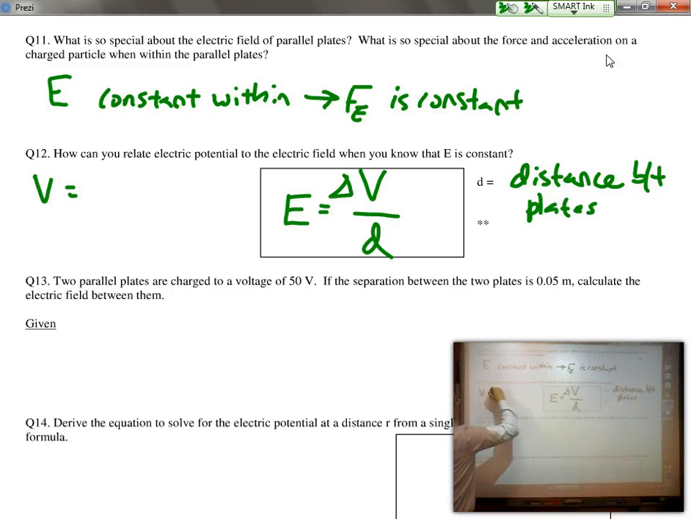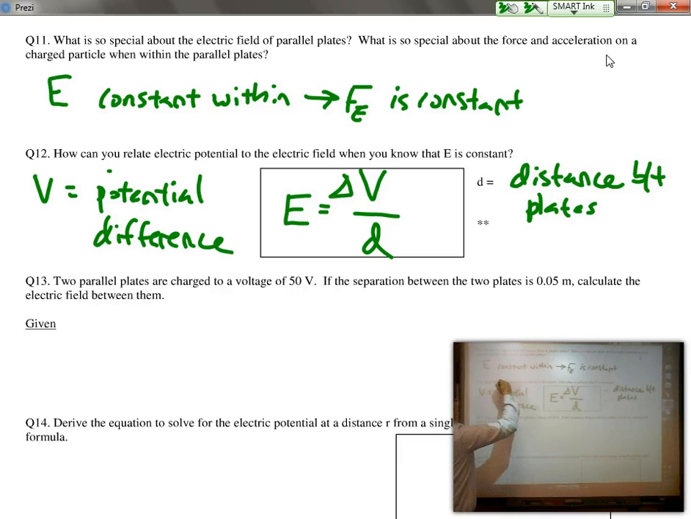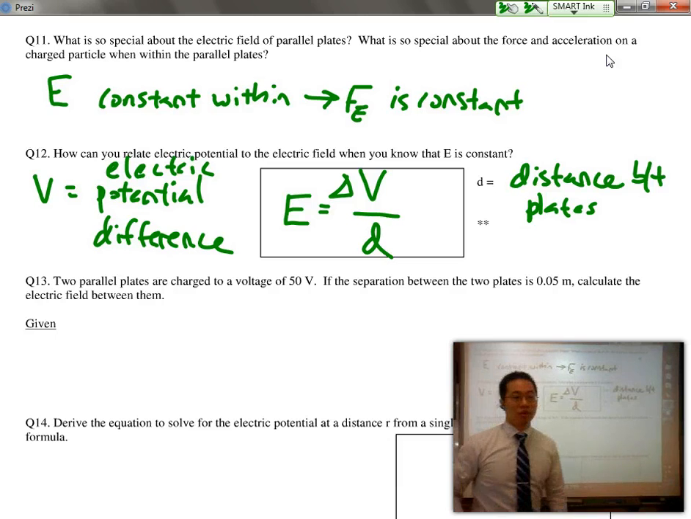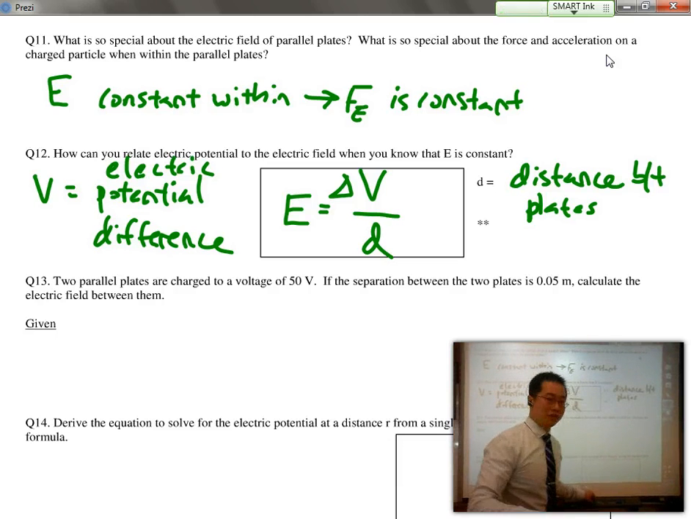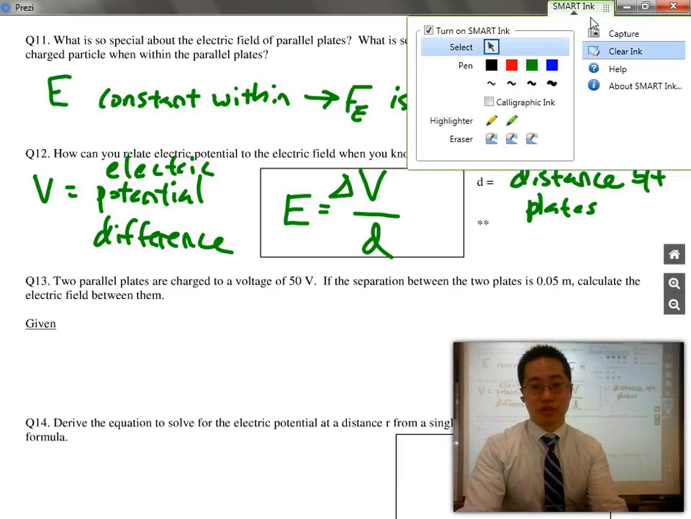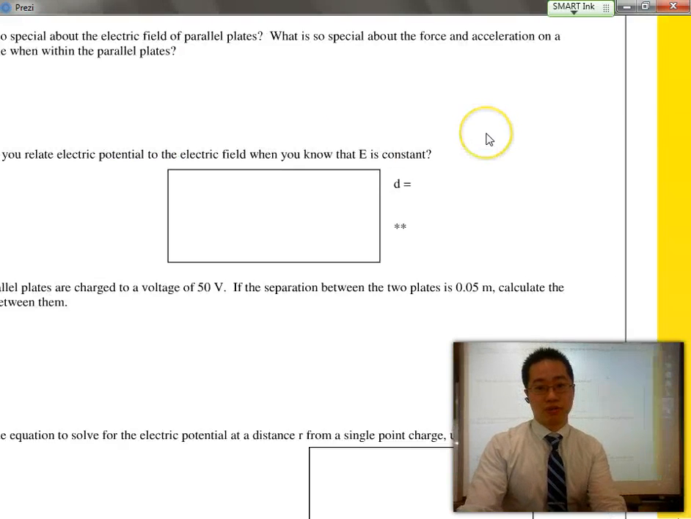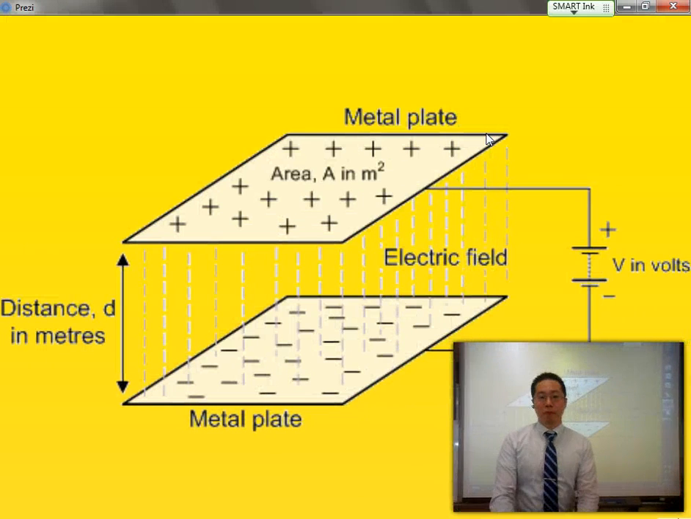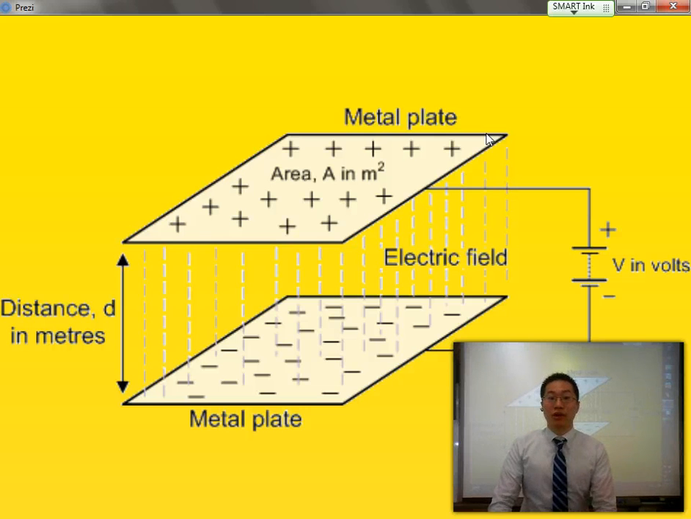And V is the potential difference, the electric potential difference. And we'll talk more about what that means in a moment, but take a quick look at this picture over here. Okay? So we have our parallel plates. Now we're looking at more of a three-dimensional model.